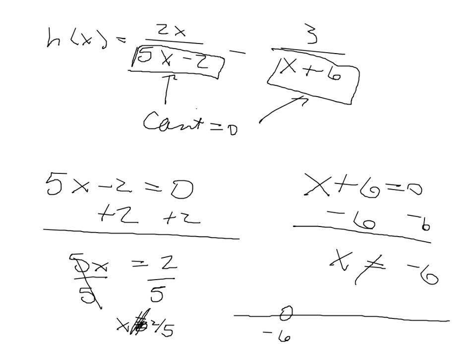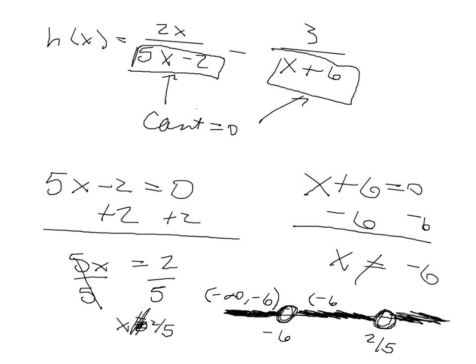Alright, so now we can think of this as a number line. We have minus 6 and 2/5. So I can't pick minus 6. I use an open circle to remove the value minus 6. I can't use positive 2/5, so I use an open circle to remove 2/5. But I want all the numbers less than minus 6, all the numbers between minus 6 and 2/5, and all the numbers bigger than 2/5. So this interval, less than minus 6, I can write as minus infinity up to minus 6. Between, minus 6 to 2/5, and then bigger than 2/5 is 2/5 to infinity.